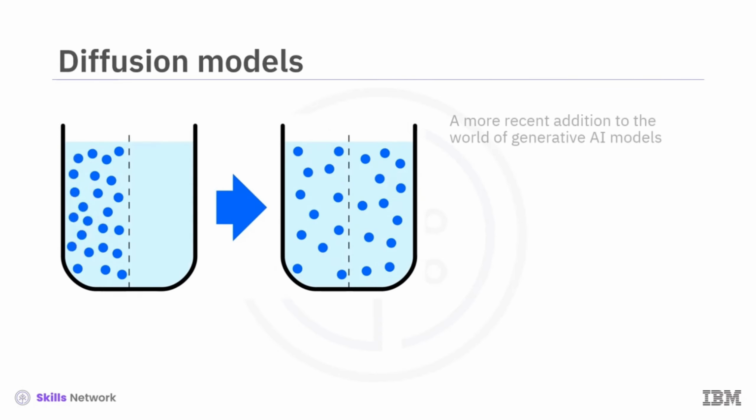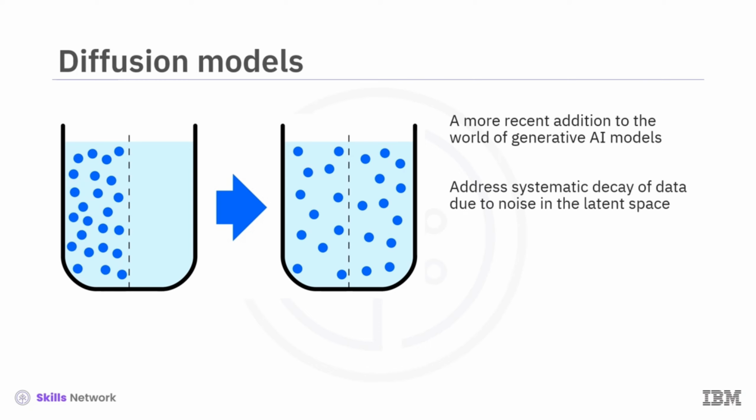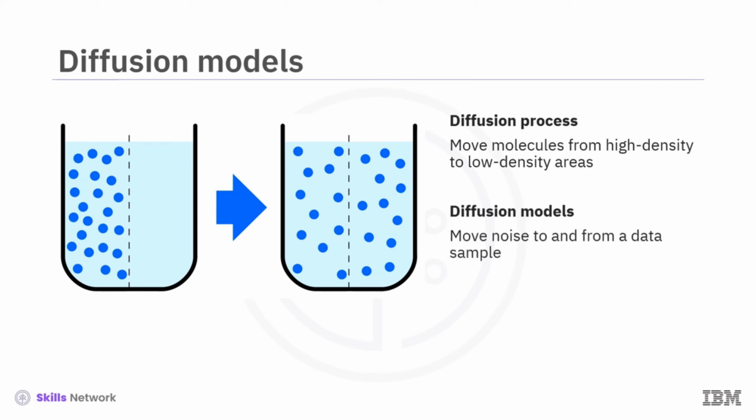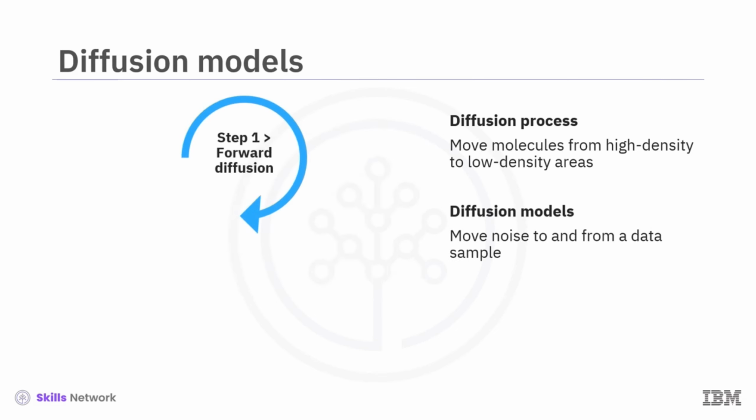Diffusion models are a more recent addition to the world of generative AI models. They address the systematic decay of data that occurs due to noise in the latent space. By applying the principles of diffusion, these models try to prevent information loss. Just as in the diffusion process where molecules move from high-density to low-density areas, diffusion models move noise to and from a data sample using a two-step process. Step 1 is forward diffusion, in which algorithms gradually add random noise to training data.